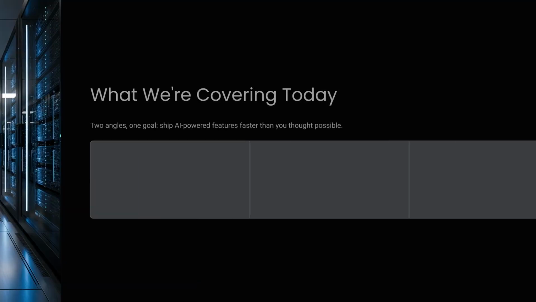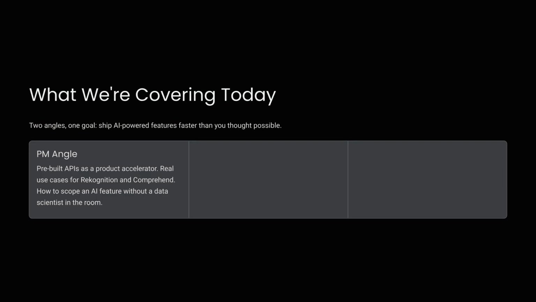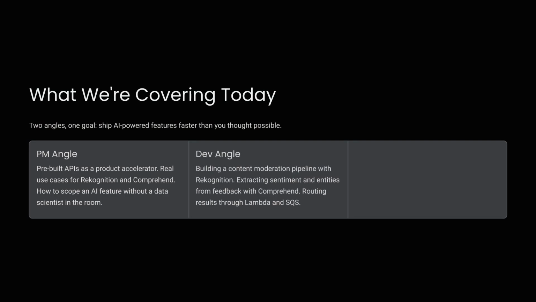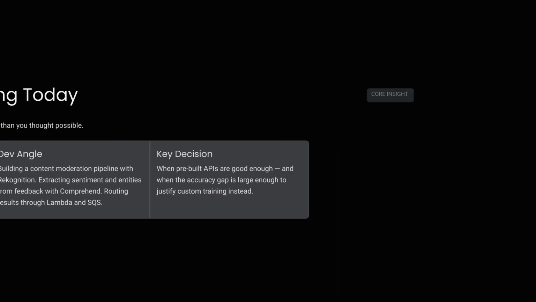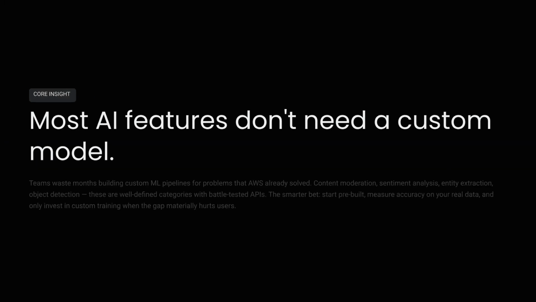Today, we're covering three areas: the product manager angle, focusing on how pre-built APIs act as accelerators; the developer angle, addressing pipelines for moderation and feedback; and the key decision on when to choose pre-built APIs over custom training. The core insight is that most AI features don't require a custom model.